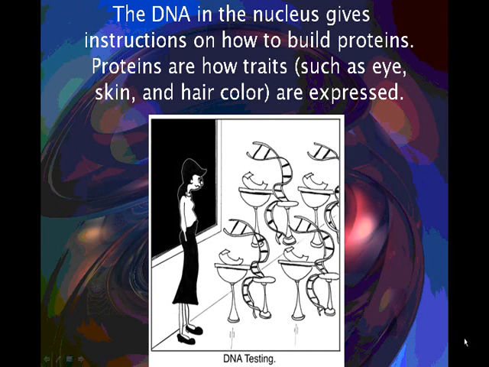The DNA in the nucleus gives instructions on how to build proteins. And proteins are how our traits, such as eye color, skin color, and hair color, are all expressed. Our proteins also do a lot of functions in our bodies to make sure that our food is being digested and that our bodies can move. It's what our tissues are made of. Proteins are very, very important for our bodies, and DNA is the instructions on how to make all of them.